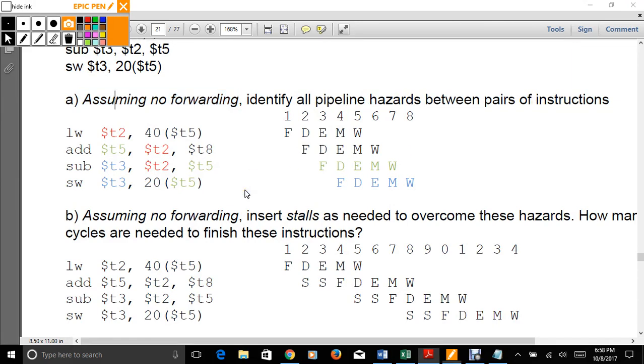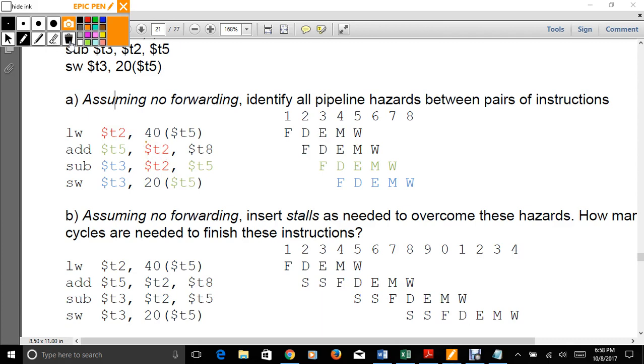What's going on here is that execution is where I first have the result of 40 plus T5, and I'm storing the result in T2. So I don't have the value until write back. So this is a hazard. Since I don't have it here and I don't have it here for this execution, that means this is also a hazard. And you can see I've notated those in red.